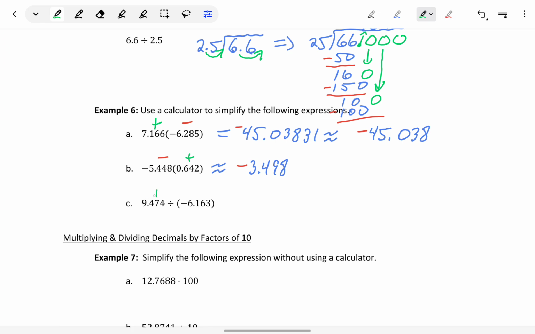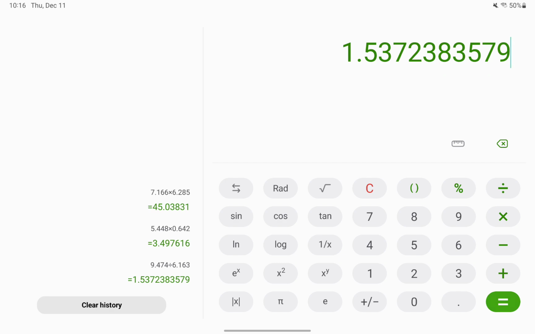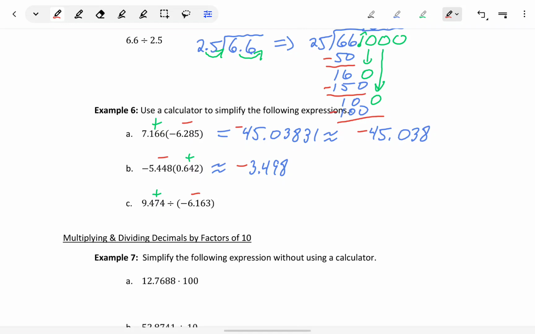Similarly, in part C, we have a positive divided by a negative. Since one of those values is negative, we're going to end up with a negative value. To do that division step, we'll take 9.474 and we'll divide by 6.163, which will give us, rounded to 3 decimal places, approximately 1.537. And again, that will be negative since we had a positive divided by a negative.